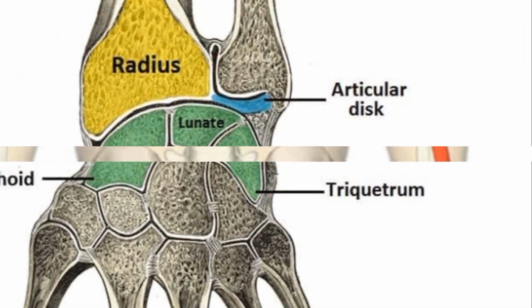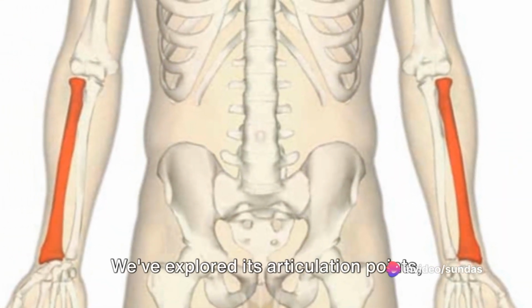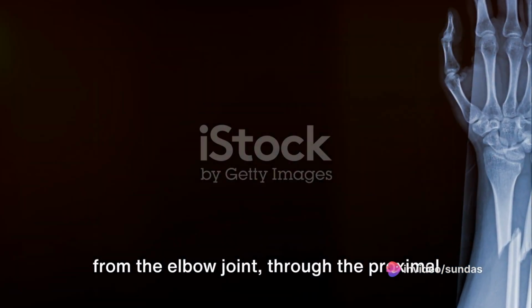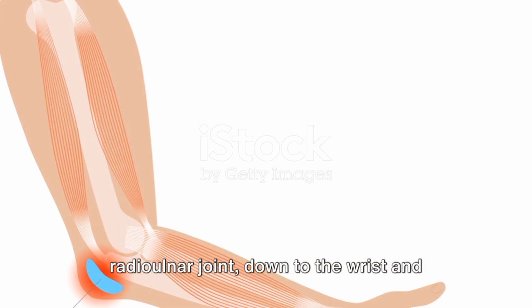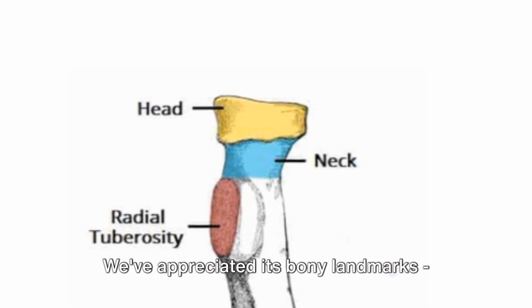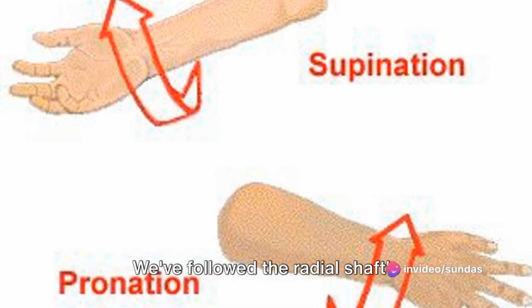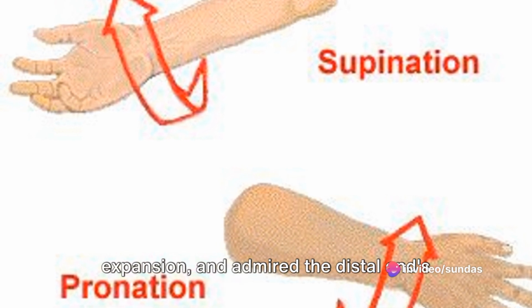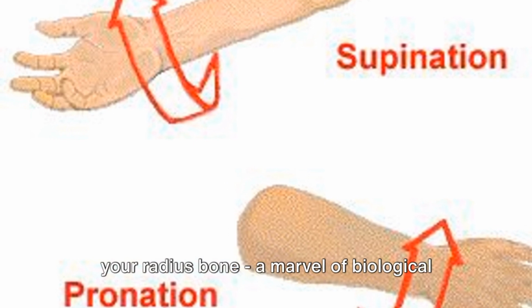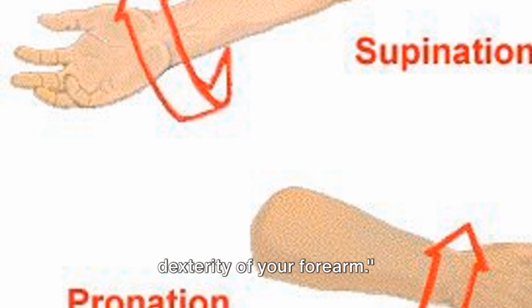So, we've journeyed from the proximal to the distal region of the radius. We've explored its articulation points, from the elbow joint, through the proximal radioulnar joint, down to the wrist and distal radioulnar joints. We've appreciated its bony landmarks, the head, neck, and radial tuberosity. We've followed the radial shaft's expansion and admired the distal end's unique structure. And there you have it, a quick tour of your radius bone, a marvel of biological engineering that enables the incredible dexterity of your forearm.